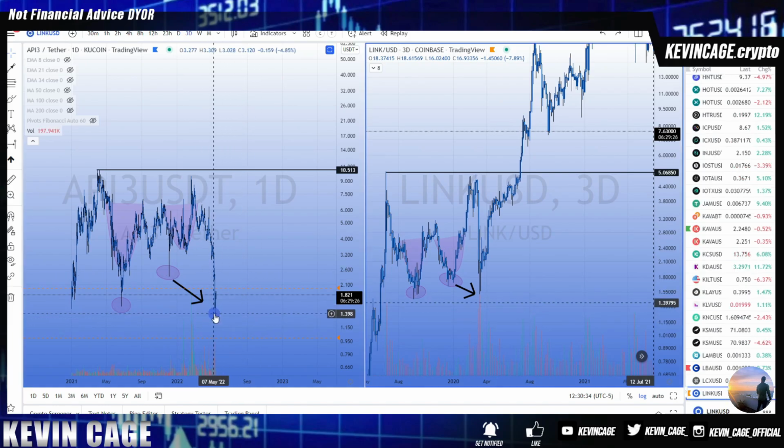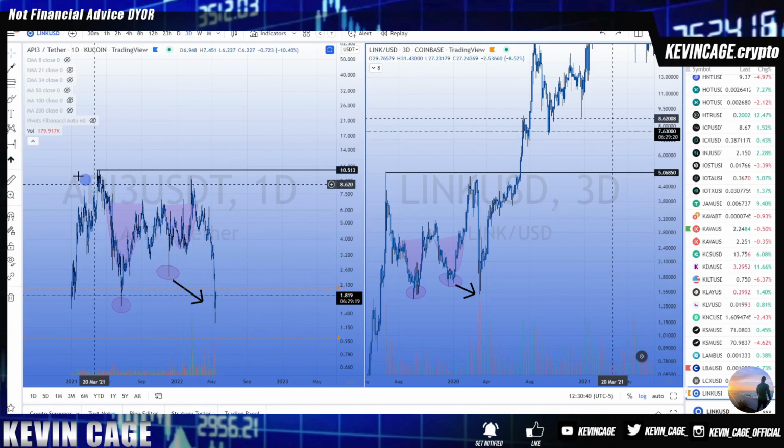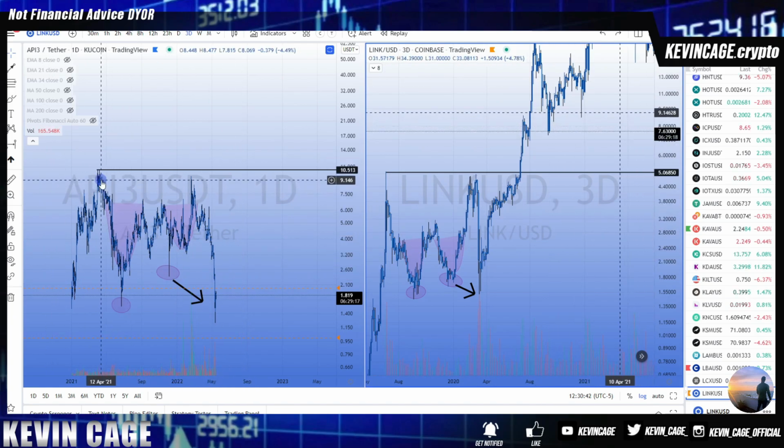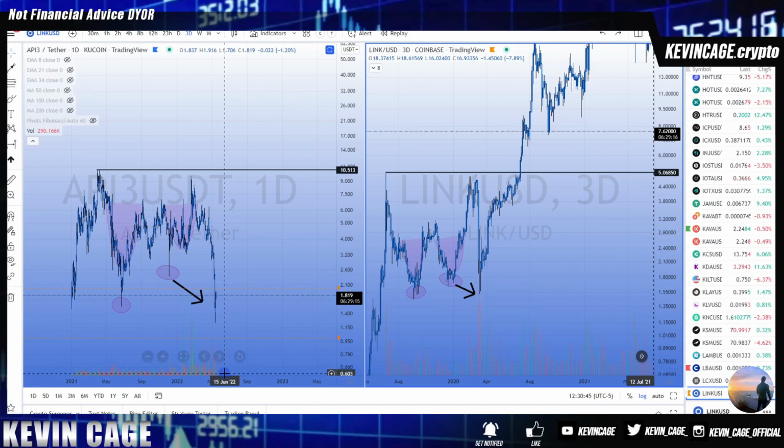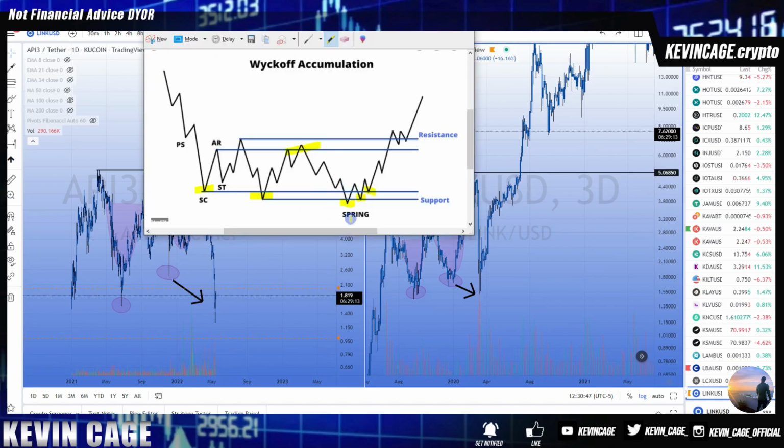So I snagged a little API3 at $1.50. If we get a quick rally up to $3, I'll consider selling and maybe try to buy back lower. But yes, I do believe that, again, API3 and a variety of assets, what did I just show you with the spring of the Wyckoff accumulation? Creates an all-time low.